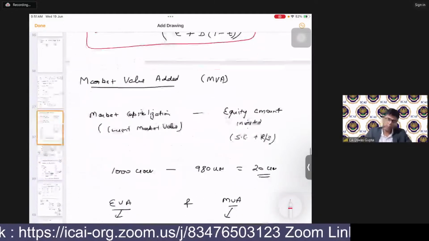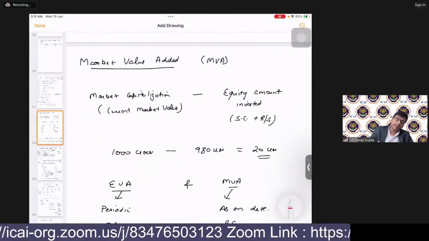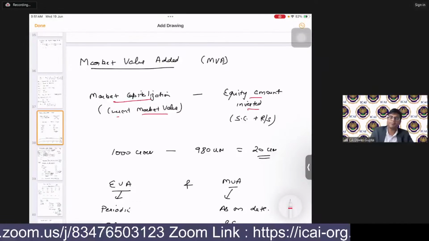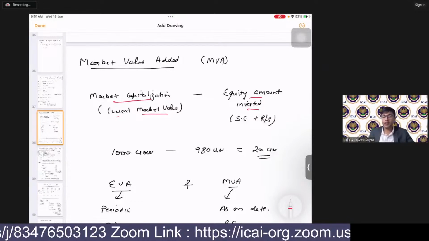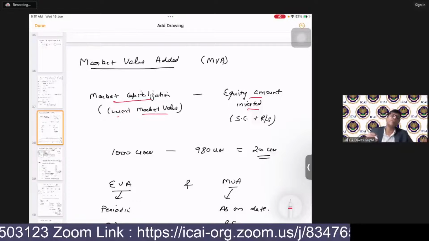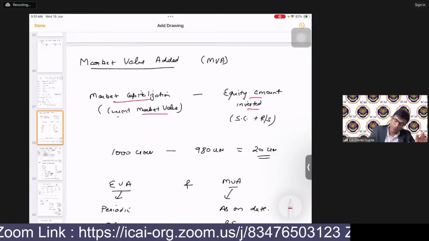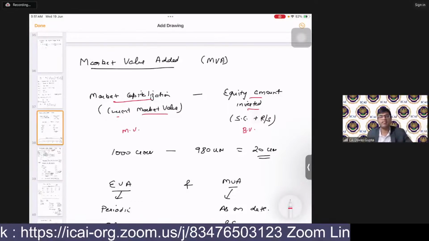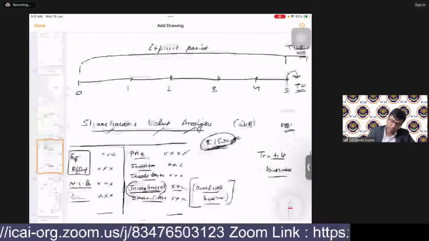Clear? Now, market value added is the market capitalization, the current market value, minus the equity invested amount. Simple. So market capitalization is from the market perspective. Let's say it is listed on a recognized stock exchange. From that, the price being quoted multiplied by the number of shares, minus the equity amount invested. This is the book value. This is the market value. The difference between these two is called market value added.